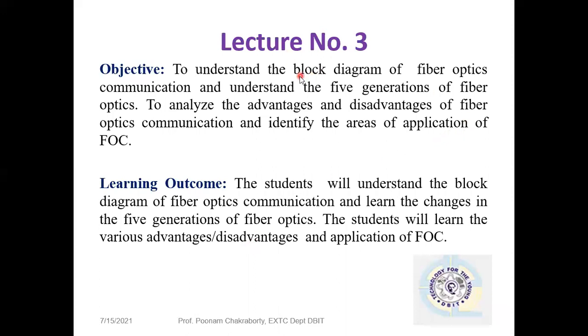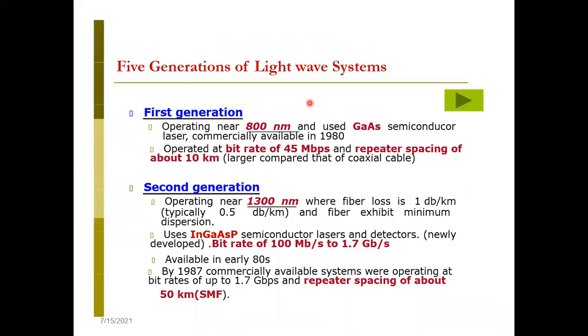With this objective and learning outcome, we will be starting. Before going to the block diagram, I'll take up the 5 generations of fiber optics, and then I'll go to the block diagram. So, the 5 generations of the lightwave system. In the first generation, as we have already discussed, the range of fiber optics communication is 800 nanometer to 1600 nanometer. In the first generation, we were operating near 800 nanometer. That is the first optical window, where the gallium arsenide semiconductor laser was there. Using these two materials, the semiconductor laser was fabricated. Around the year 1980, the laser was available.